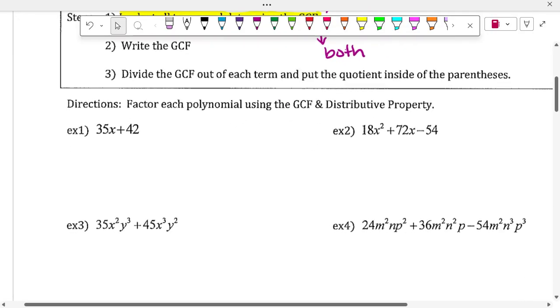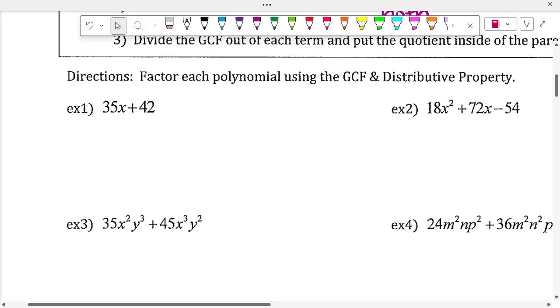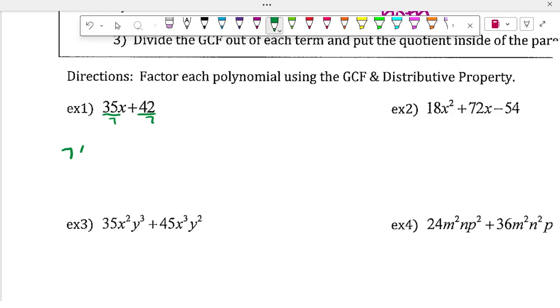So let's look at this first one. All right. 35 and 42. What is the numerical GCF there? 7. All right, so you can divide 7 into both of these. All right. Now, is there a variable GCF? No. Why? Right. 42 does not have an x, so there's no common variable. So we can stop at 7 as our GCF.